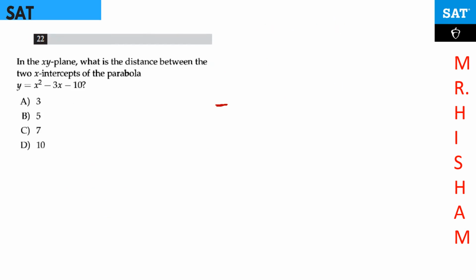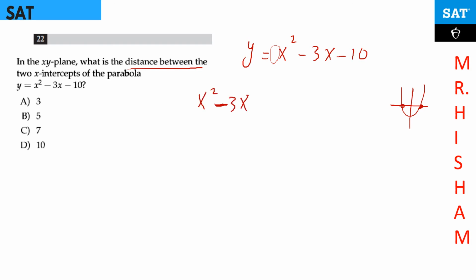In the xy plane, what is the distance between the two x-intercepts? It's clear for us that the equation is y equals x squared minus 3x minus 10. The coefficient here is positive, so it's a second degree equation that opens upward. So to find the x-intercepts, I need to plug in y equal to 0, or solve the equation equal to 0.